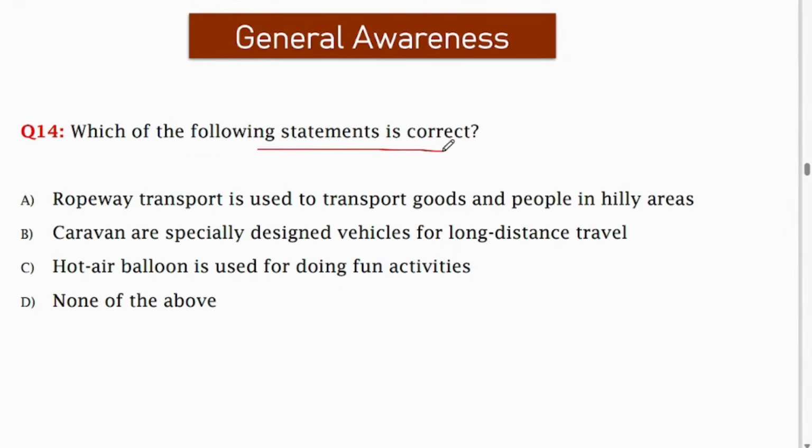Which of the following statements is correct? Ropeway transport is used to transport goods and people in hilly areas. Caravans are specially designed vehicles for long distance travel. Hot air balloon is used for doing fun activities. You have to select the correct statement or all of the above, right? Your time starts now.